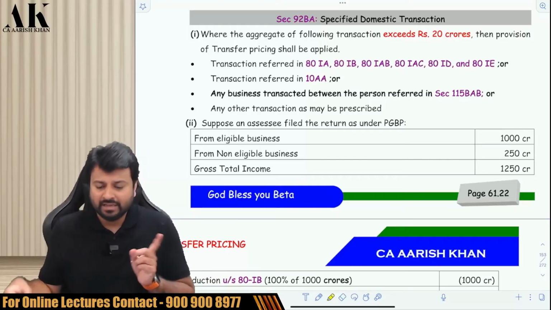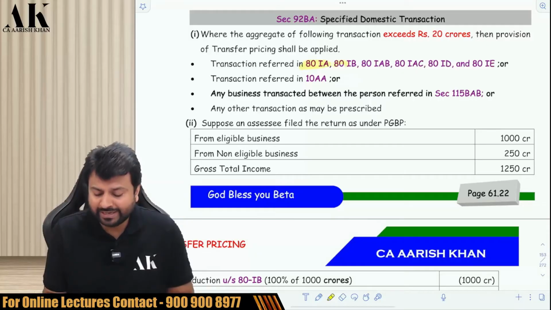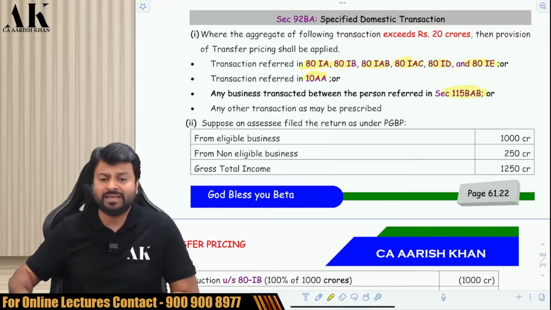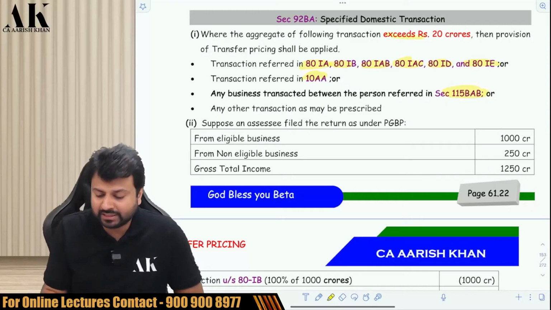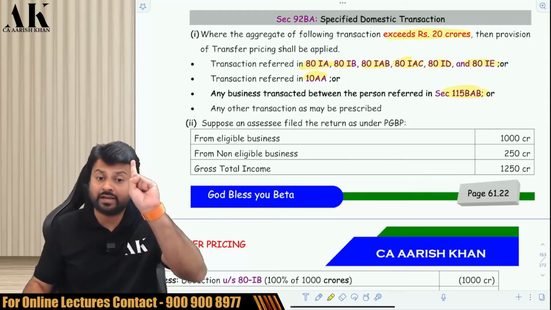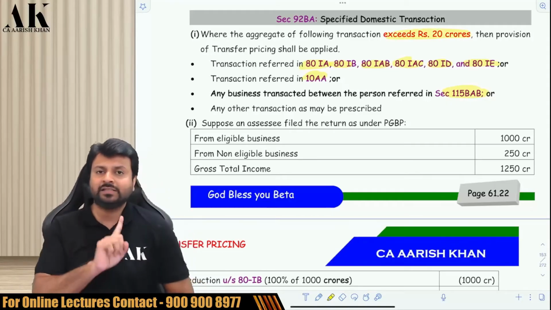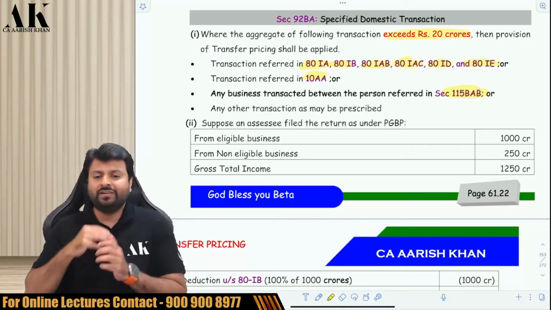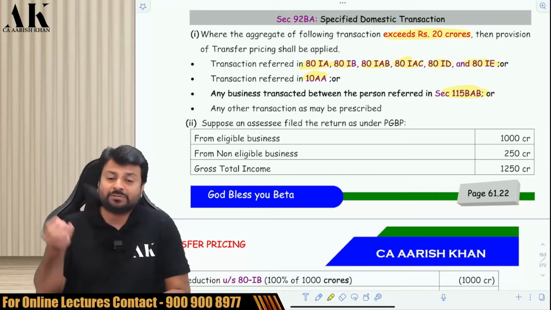Those are the cases where you are doing transactions in relation to 80-IA, 80-IAB, 80-IAC, 80-IB, 80-IC, 80-IE, 10AA, or if you are doing certain transactions under the alternative tax regime under 115BAB, and your aggregate transactions in the entire financial year exceed 20 crore rupees. In international transfer pricing there is no threshold, but in domestic transfer pricing there is a threshold of 20 crore rupees. Now let me give you an example of why this provision is relevant.